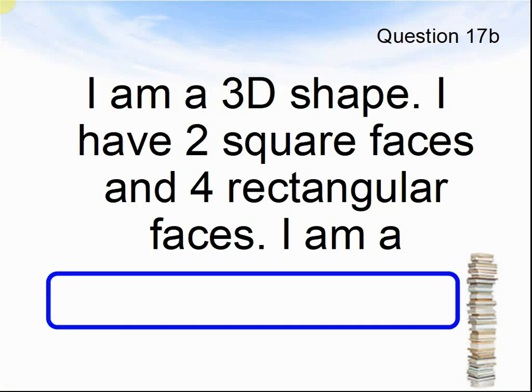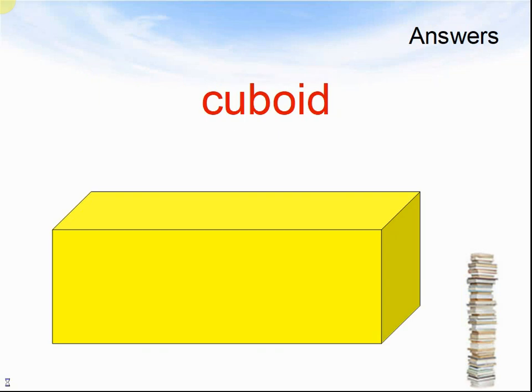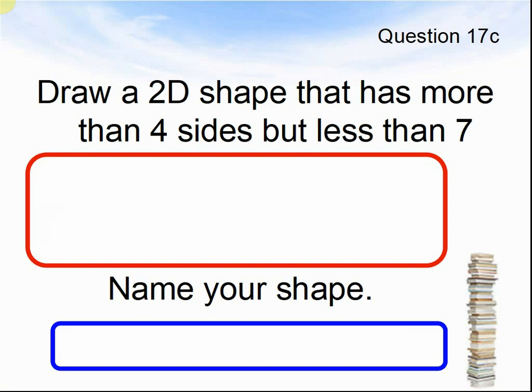17b. I am a 3D shape. I have 2 square faces and 4 rectangular faces. I am a what? Pause the video until you are ready to see the answer. Here comes the answer. The answer is I'm a cuboid. Of course I am. Let's look at the next question.